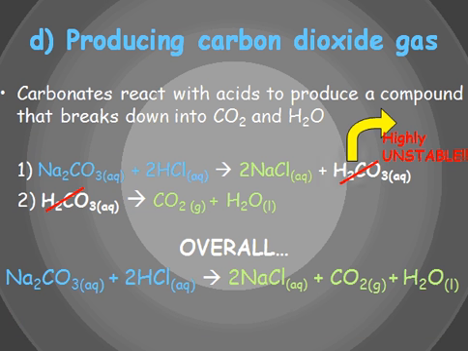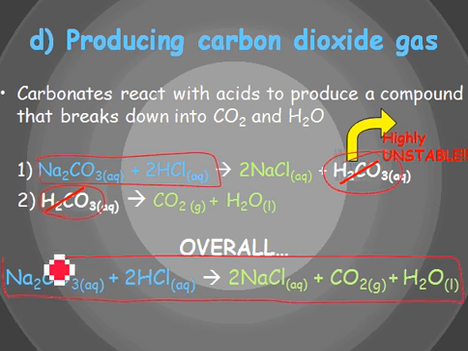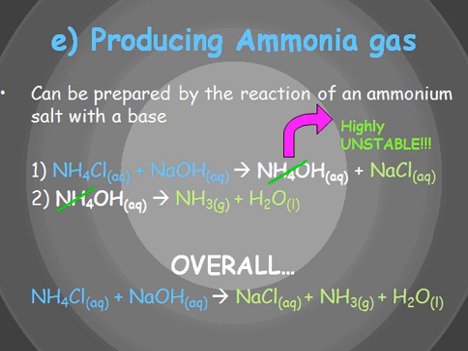Carbon dioxide gas, same thing. We've talked about this in the last unit again. You will have your two reactants, okay? You will have that intermediate product, but then overall you have sodium carbonate and hydrochloric acid producing your sodium chloride, your carbon dioxide gas, and your water. And then finally, the ammonia gas, same thing. You get that intermediate step, and overall, that's your products.